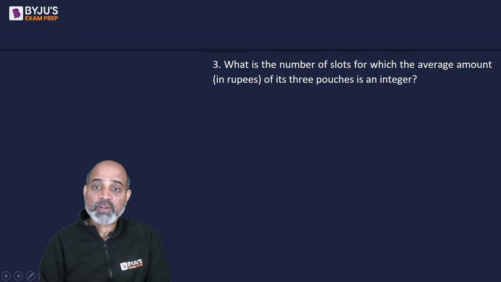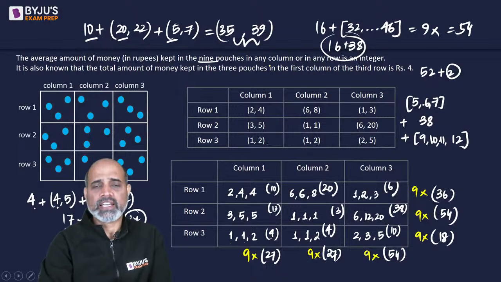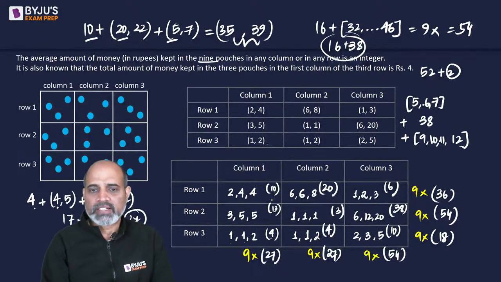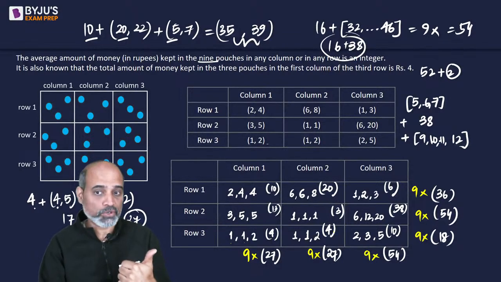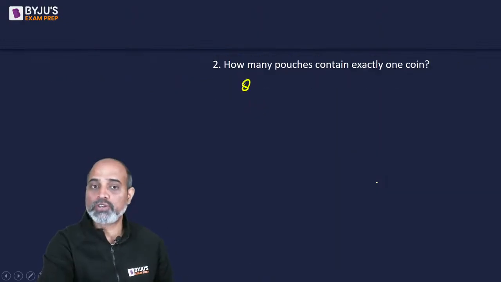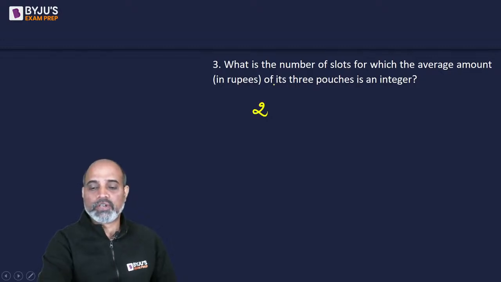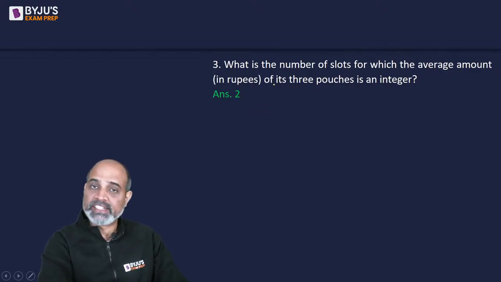Next, what is the number of slots for which the average amount of its 3 pouches is an integer? So within the cell, the average should be an integer. Let's check that. In other words, it should be in the table of 3. 10 is not in the table of 3, 13 is not, 4 is not, 20 is not, 3 is there. 1, 4 is not, 6 is there, that's the second, 38 and 10 are not. So there are only 2 cells where the average number of rupees is going to be an integer.